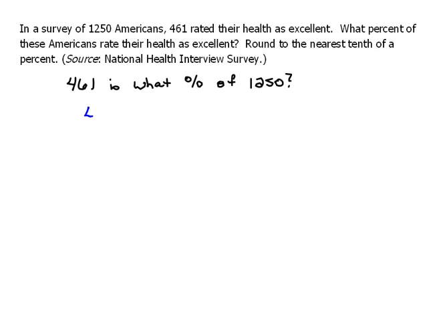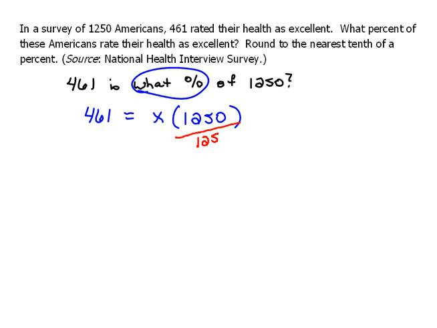So here we have 461 equals what percent. This is what we're going to be solving for, our unknown. Because it's a percent, that tells us we're going to have to change things over at the end. Of means multiply, 1,250. Now, we want to get x alone, so instead of multiplying, we need to divide by that 1,250. So we're going to do that to both sides, which will cancel that out.